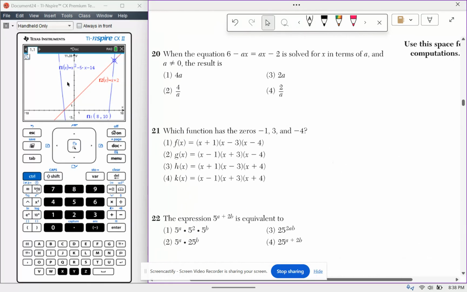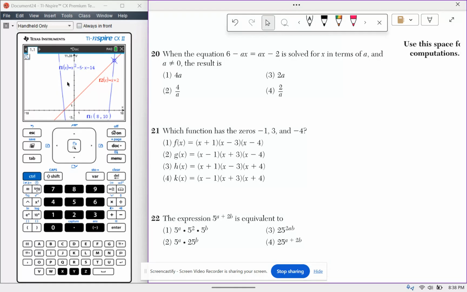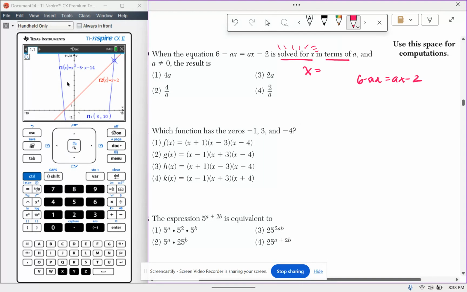Okay, 20. When the equation 6 minus ax equals ax minus 2 is solved for x in terms of a, and a can't be 0, the result is... So we're solving for x in terms of a. That means we're going to have x equals all by itself on the left-hand side. Solved for means that's the variable that's alone. So I've got 6 minus ax equals ax minus 2. So let's get all the ax's onto the left-hand side.